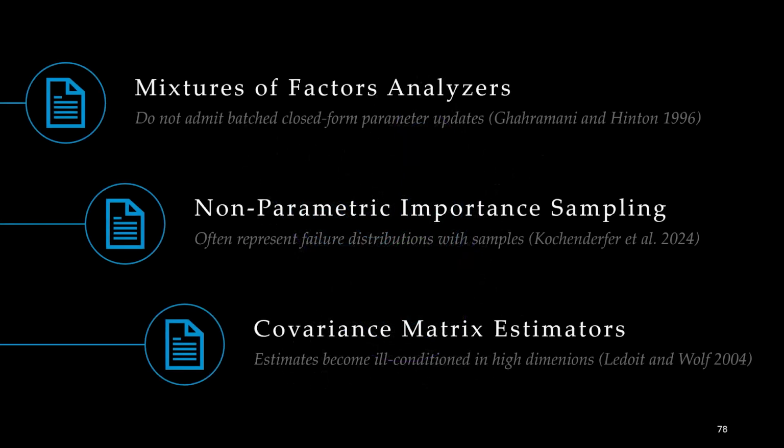An alternate approach to using MPPCA for learning a low-rank covariance matrix is mixtures of factor analyzers. But these don't admit batched closed-form parameter updates because they don't assume an isotropic noise model. We could also turn to non-parametric importance sampling methods, where instead of using parameterized family distributions, we represent failure distributions with samples. But then again, we still lose these closed-form updates, which is what lets us do adaptive importance sampling quickly. So if we want to do closed-form updates, we'll have to resort to some sort of parametric importance sampling. But again, this forces us to estimate these really high-dimensional covariance matrices where they can become ill-conditioned.